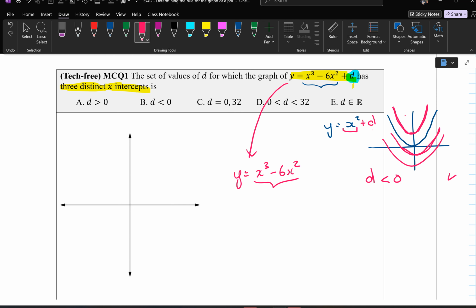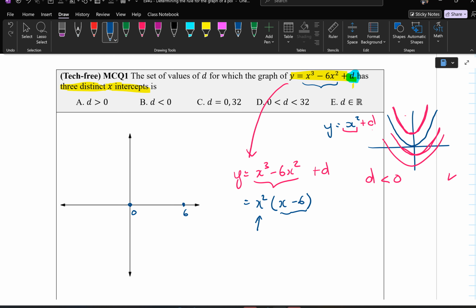Because if you can visualize what that looks like, then this plus d just shifts the graph up and down. This is a cubic graph, so if I factorized it, I'd take out x squared as a common factor, and you've got x minus 6. That tells me, from our last lesson, there is an x-intercept at 0, but it's a turning point because it's squared. It's a quadratic factor. And then this is a linear factor, crosses through 6.